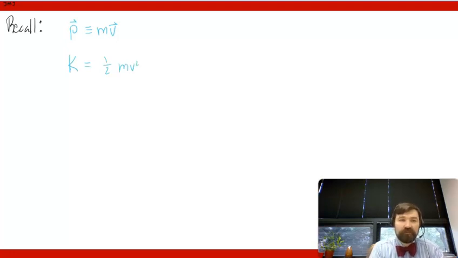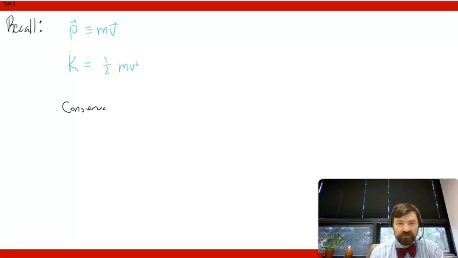So what is happening in this video, in the kinds of collisions that we're interested in this video? Well, let's begin by recalling a few pointers. First, we have our linear momentum, which is defined as mass times velocity. Second, we have our kinetic energy, which is 1/2 mv squared. That's translational kinetic energy. Third, we have conservation laws.